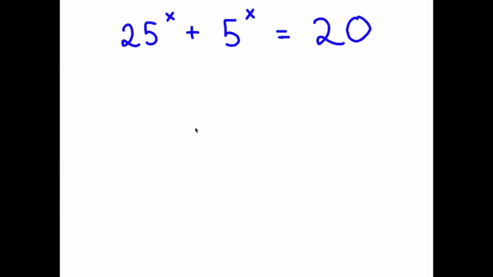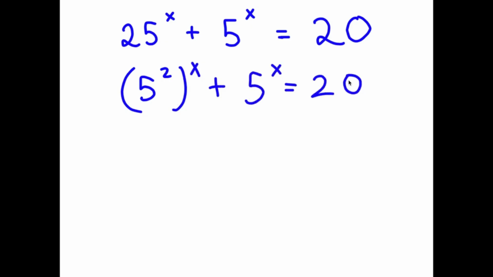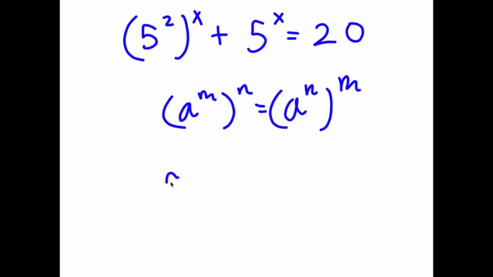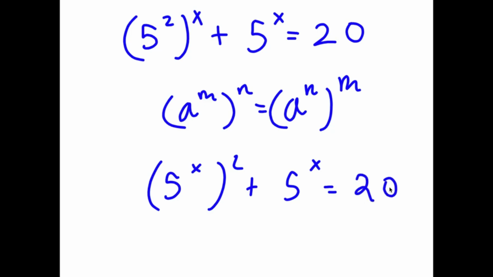Alright, so in this problem, I have 25 to the power of x plus 5 to the power of x is equal to 20. So to solve this, I'm going to first rewrite 25 as 5 squared. So now I have 5 squared to the power of x plus 5 to the power of x is equal to 20. Now, if I have something in the form a to the power of m to the power of n, this is the same thing as a to the power of n to the power of m. So I'm going to rewrite 5 squared to the power of x as 5 to the power of x, all squared. So I have that plus 5 to the power of x is equal to 20.